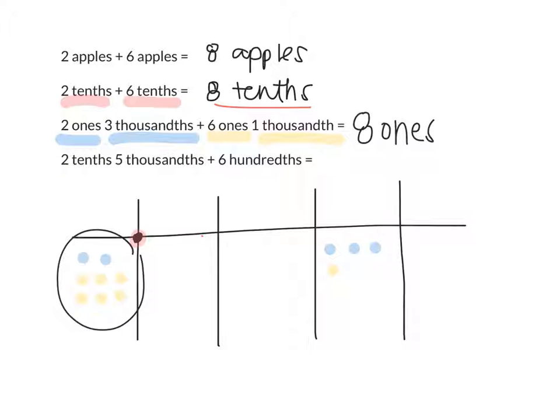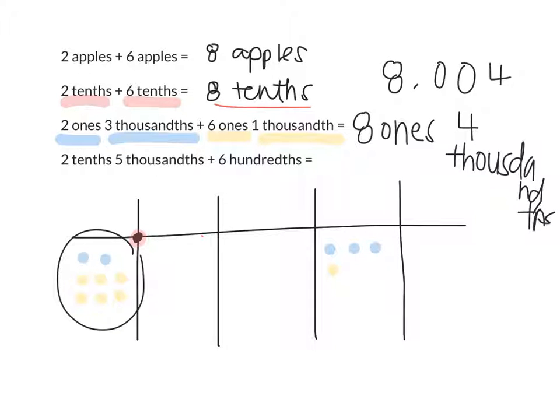How many tenths do I have all together? 4. Let me ask you again. Listen carefully to the question. How many tenths do I have all together? 0. Thank you. How many hundredths do I have all together? 0. How many thousandths do I have all together? 4 thousandths. So the answer is 8 ones, 4 thousandths. And I would, of course, write that in standard form as 8.004, because you can see it's 8.004. Do you guys see that?